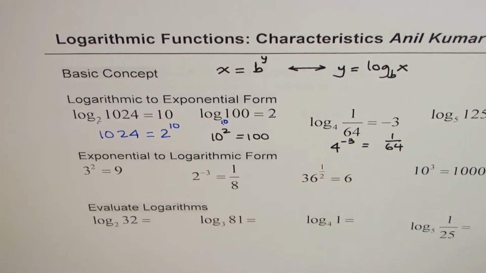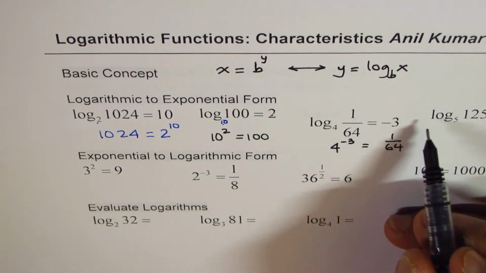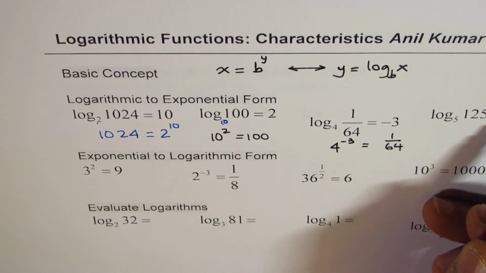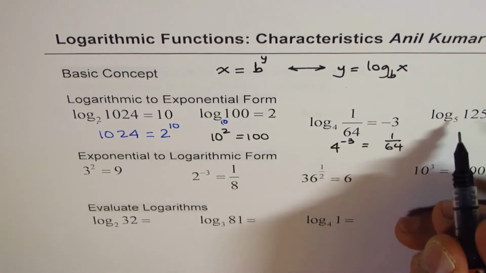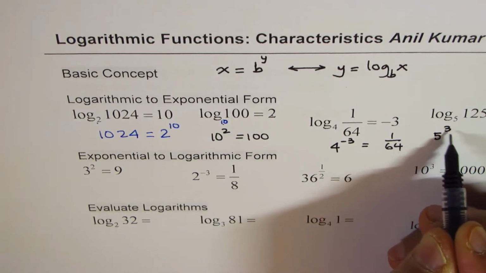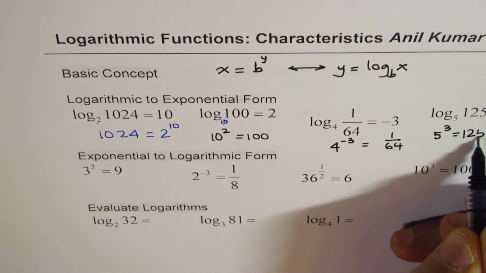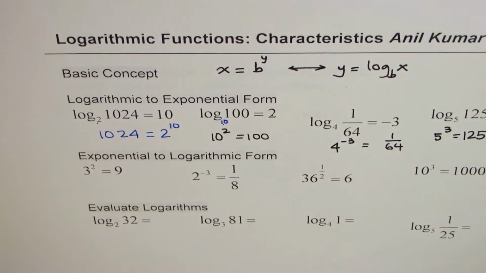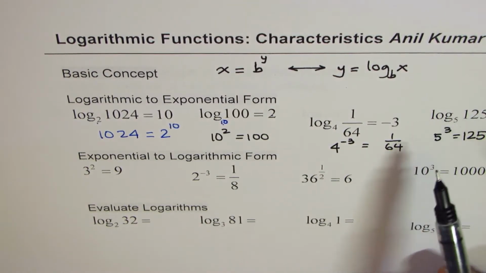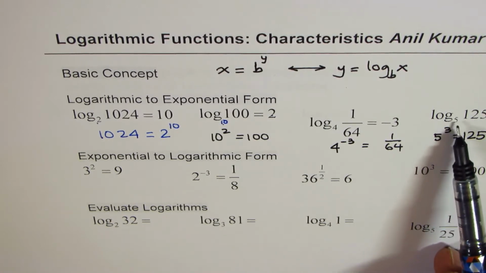You can pause the video, answer the question, and then check with my solution. So when I say log to the base 5 of 125 is equal to 3, what I'm trying to say here is that 5 to the power of 3 is 125, correct? That is what it is. So we have got a relation between exponential and logarithmic forms. We maintain the same base.